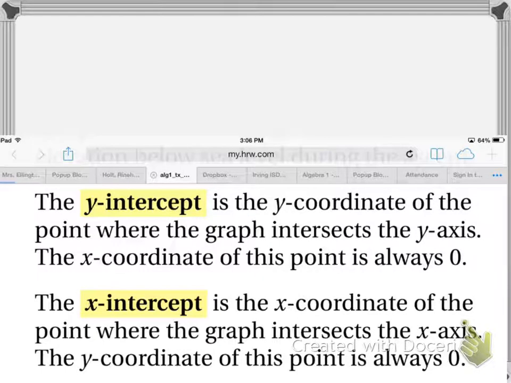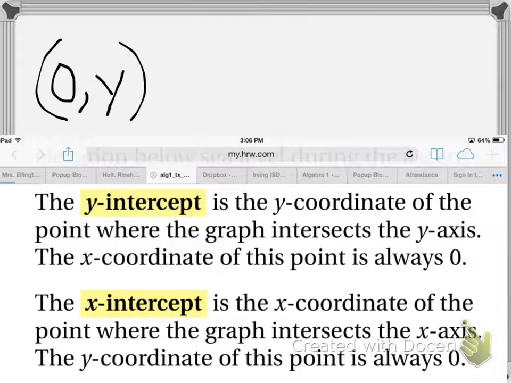All right, we have two vocabulary words, the y-intercept and the x-intercept. The y-intercept is the y-coordinate of the point where the graph intersects the y-axis. And the x-coordinate of this point is always 0. So your y-intercept is going to have an ordered pair of 0, y, whatever that is.